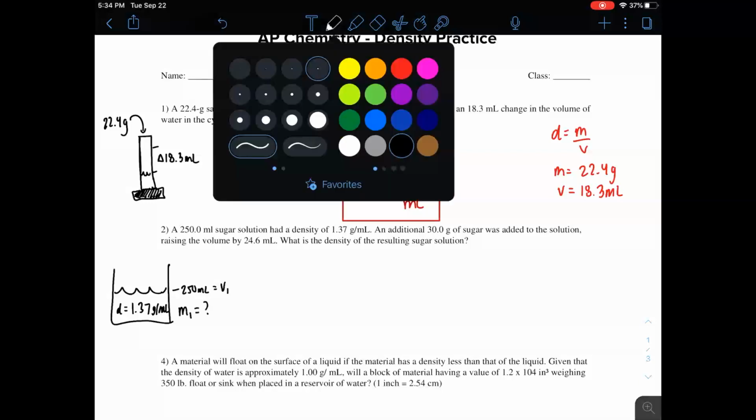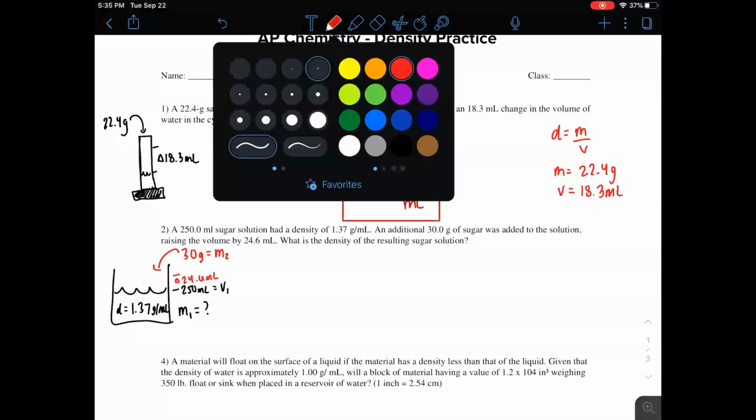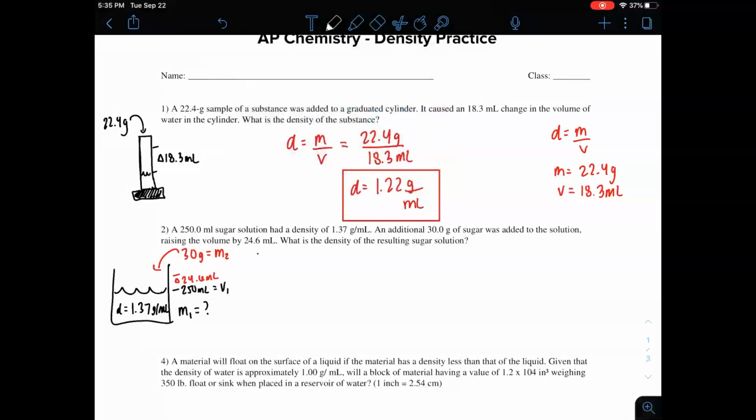Because the very next thing says we're going to add 30 grams of sugar. So that's our mass 2. We're adding 30 grams of sugar, and we're going to raise the volume by 24.6 milliliters. So what we've got to look for is a total volume and a total mass.